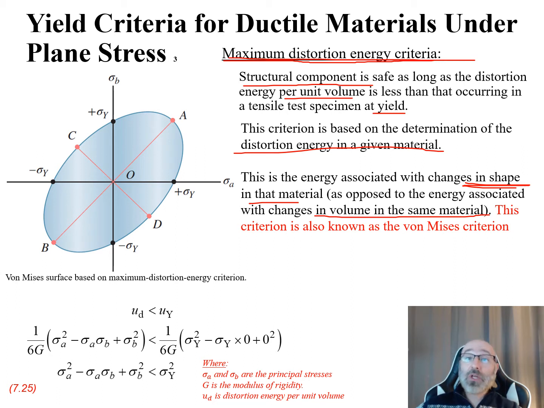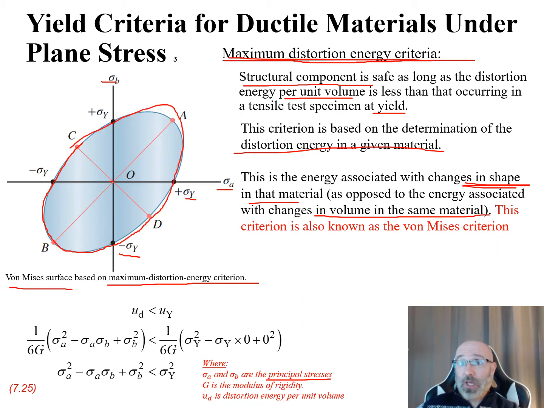What we have over here on the left in this figure is our von Mises surface based upon this maximum distortion energy criteria. We see there's our center point O. We have our two axes, our sigma A and our sigma B, which are our principal stresses. We can also see our sigma Y and our negative sigma Y, which is our yield. And we can see we have this area that we need to fall within for this criteria.